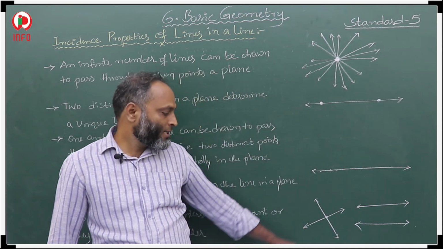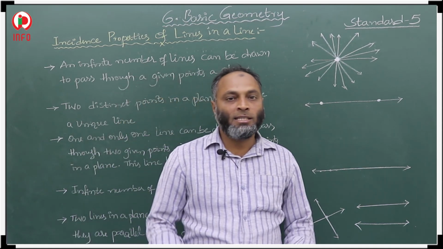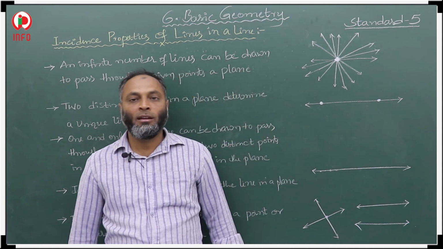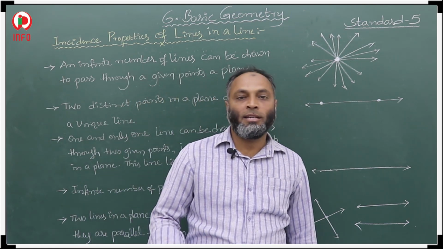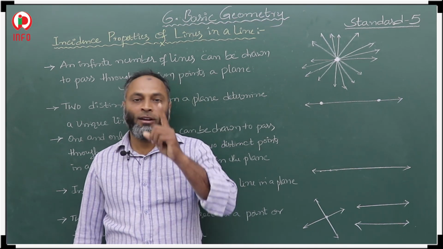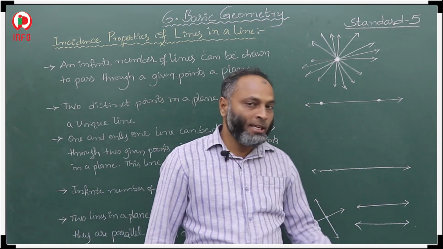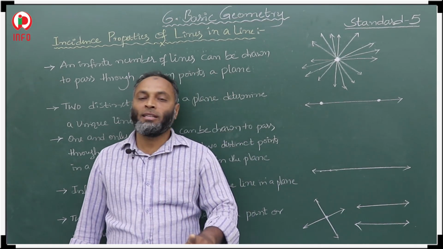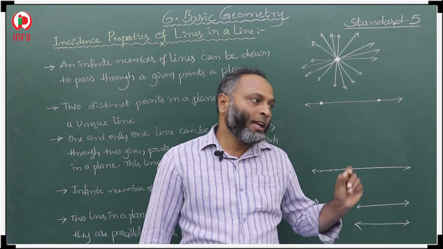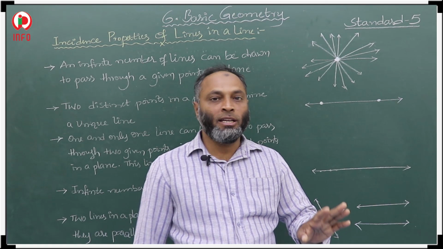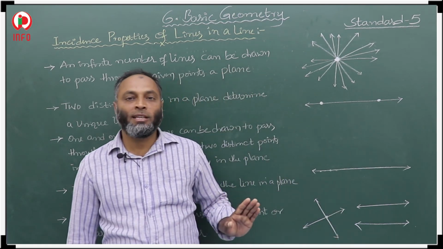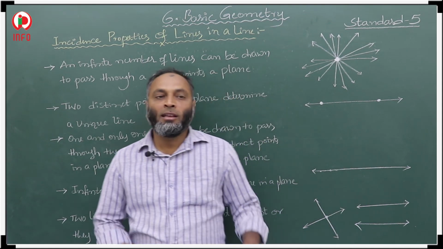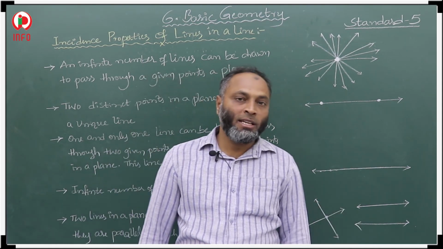So these lines are intersecting lines. Intersecting lines are the lines which intersect at a point. In intersecting lines, one common point is there, an intersection point. In parallel lines there is no common point, no intersection point. Why is there no intersection point? Because parallel lines do not intersect, that is why.